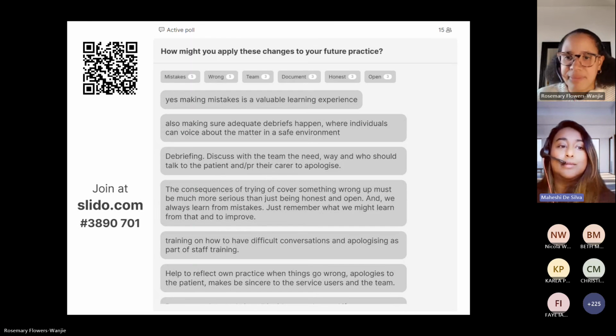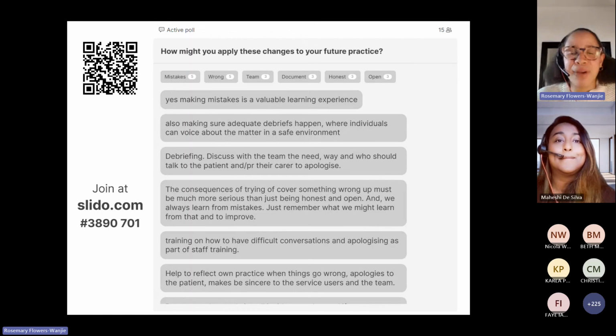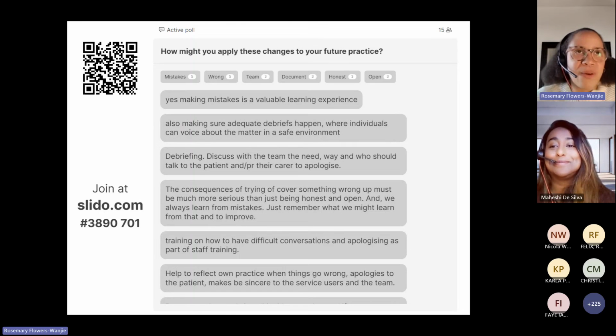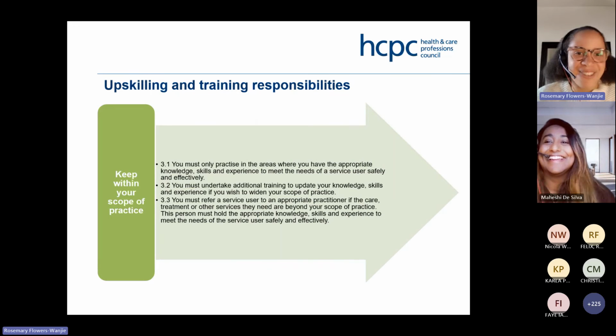Definitely. And I've seen a comment that I think really stands out as well, just training on how to have difficult conversations and apologizing as part of staff training. I think it's important to have that implemented. It may seem simple, but it could definitely make a big change there. Exactly. And that is the perfect point, because I'm next, I believe, going to go on to training, upskilling and training responsibilities. What a wonderful way to lead me on to that. Thank you very much to that person and Mehershi for pointing that out as well.